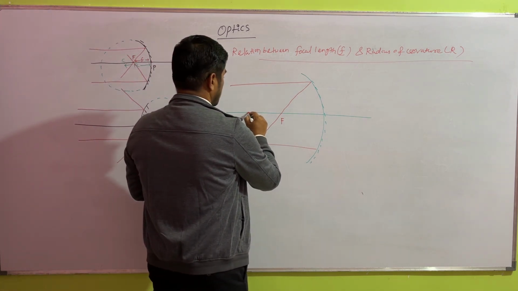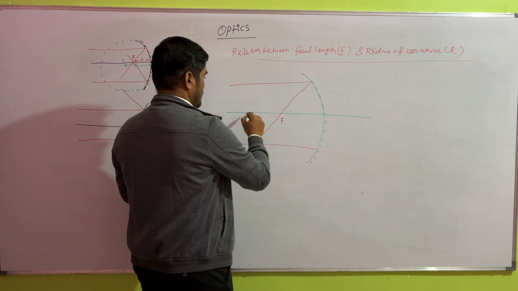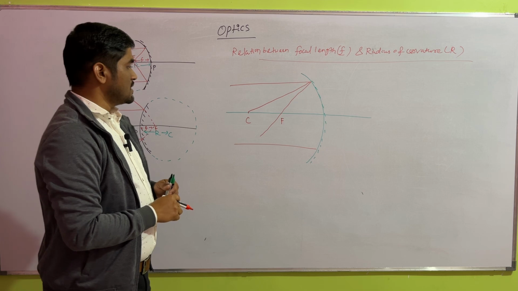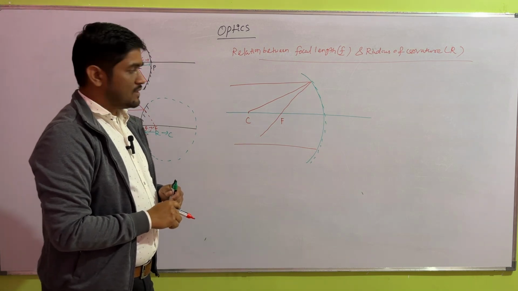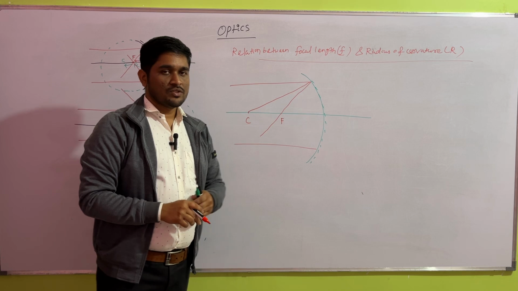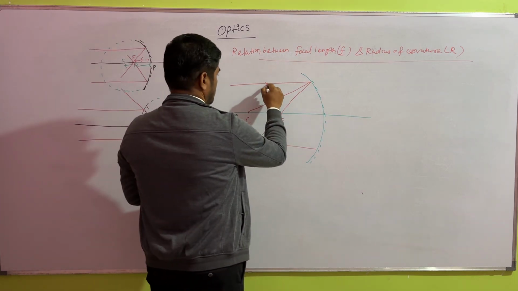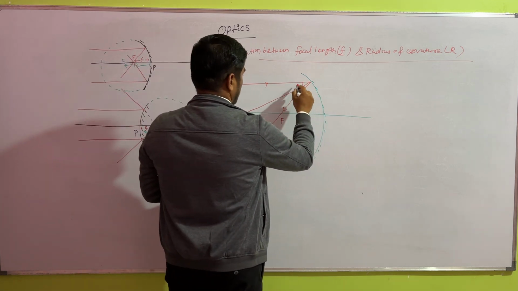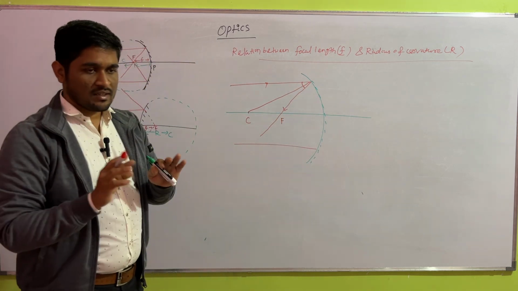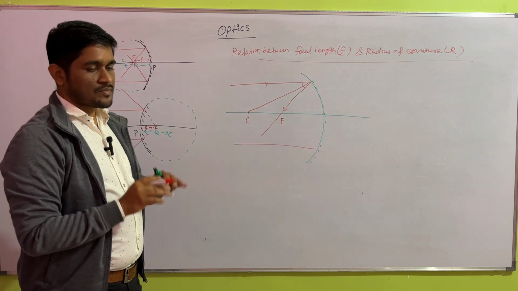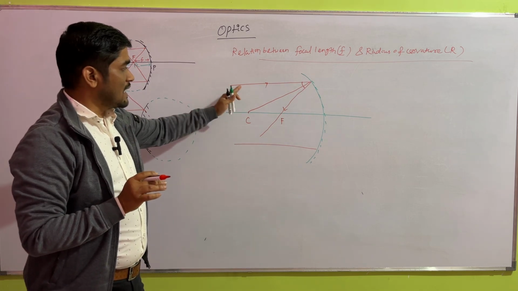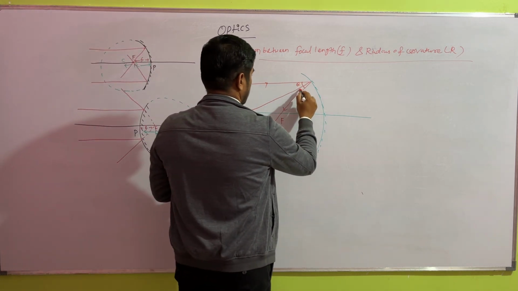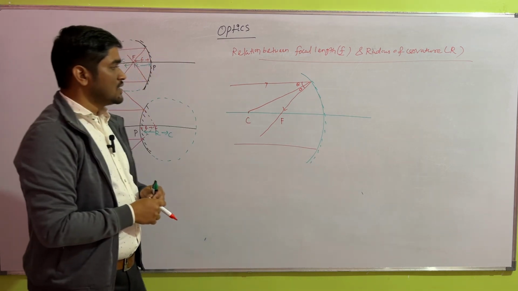Here this is the center of curvature and the ray of light which passes through the center of curvature is undeviated, and it will act as the normal to the surface. As this is the incident ray and this is the reflected ray, we can say this angle is angle of incidence and this is angle of reflection, and from laws of reflection we know the angle of incidence is equal to the angle of reflection. So let this be theta and this be theta. Clear?